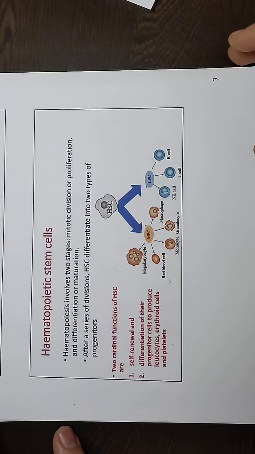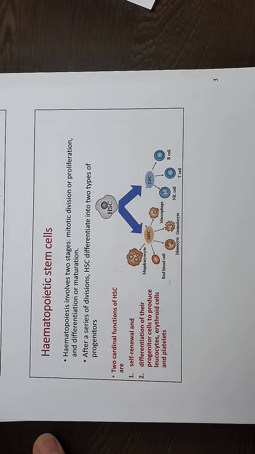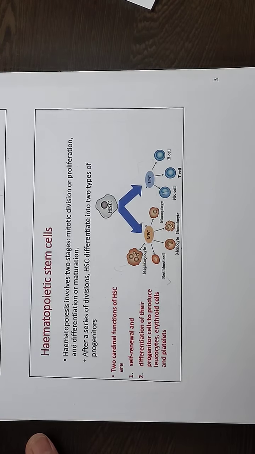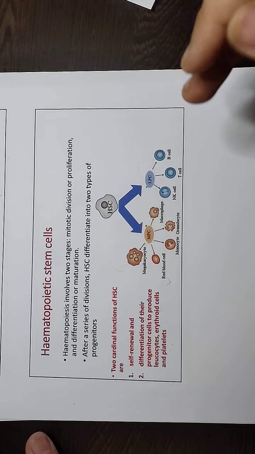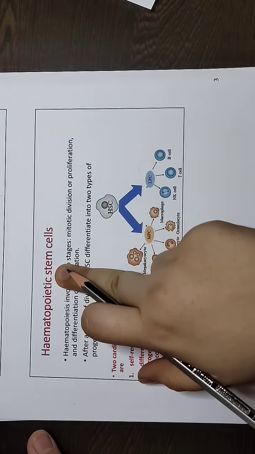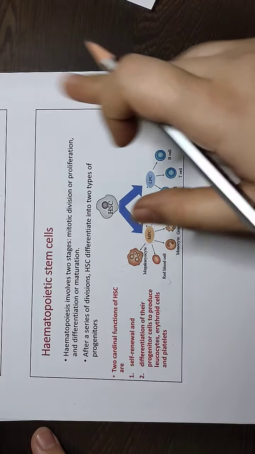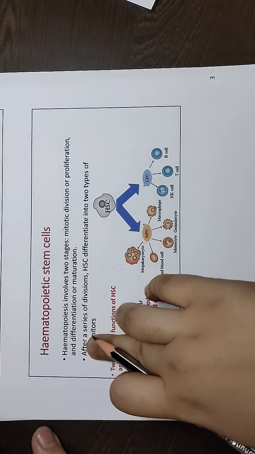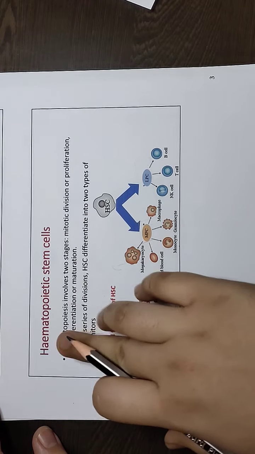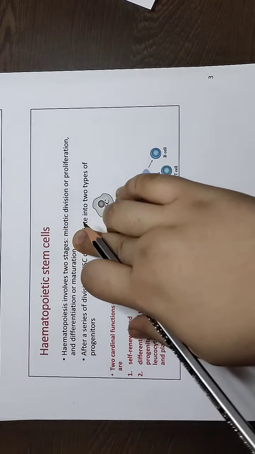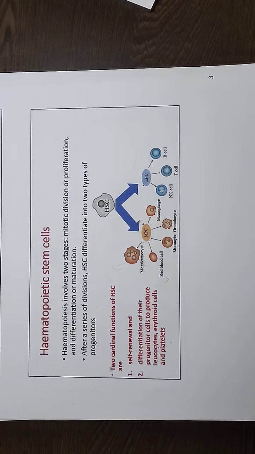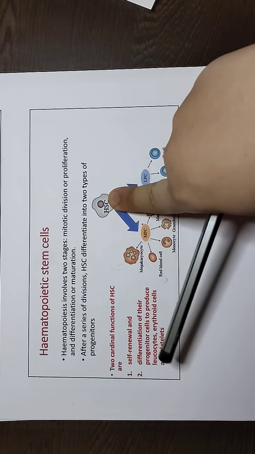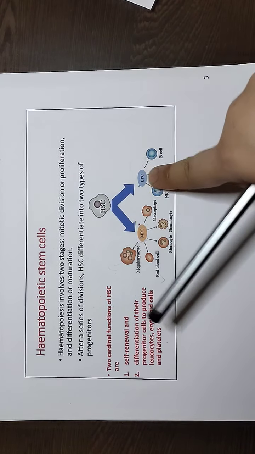Now, coming to the initial step of hematopoiesis, which is the hematopoietic stem cell. Hematopoiesis cannot start without a hematopoietic stem cell. In hematopoiesis, these hematopoietic stem cells undergo mitotic division and differentiation. Because of this mitotic division and differentiation, hematopoietic cells will give rise to two progenitors.